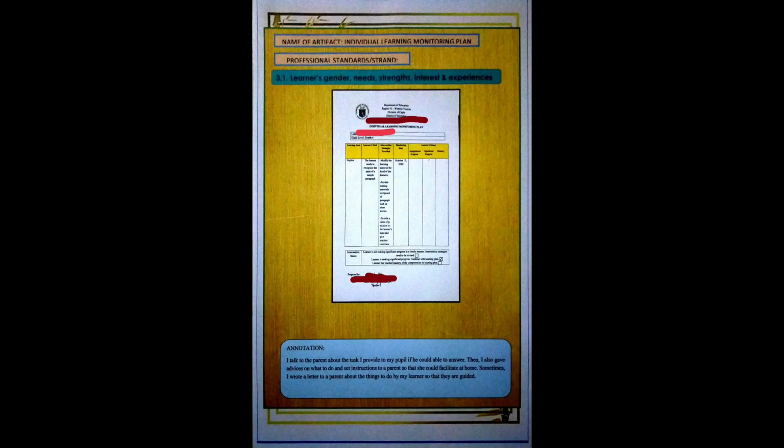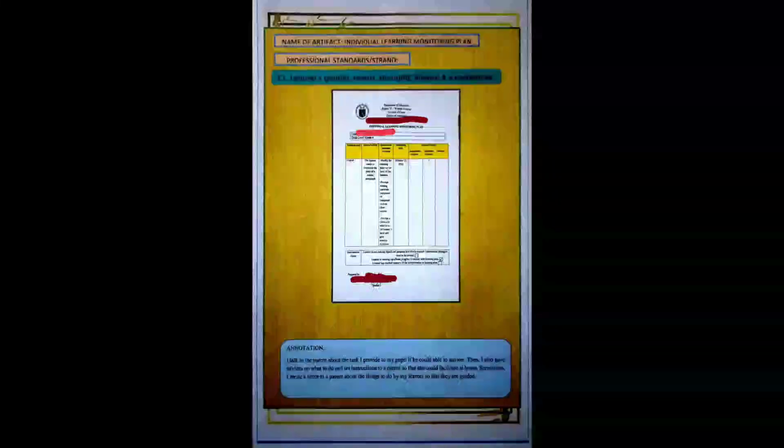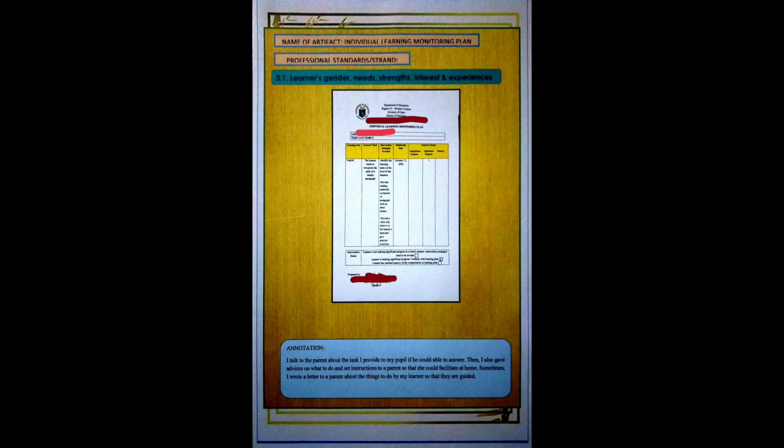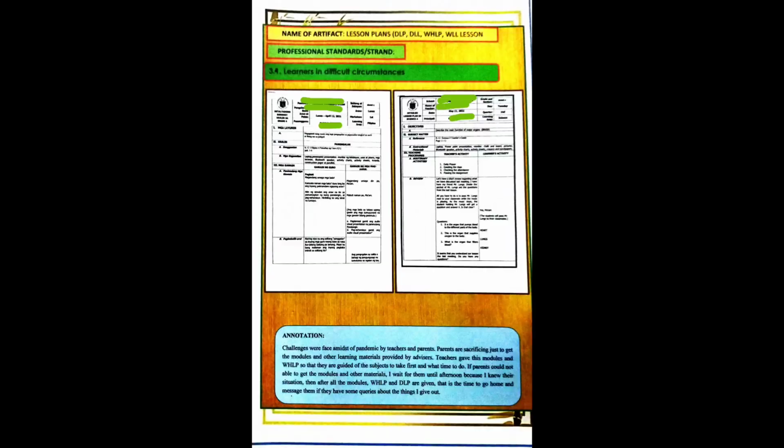And now let's have the name of the artifact, which is the individual learning monitoring plan. So the professional standard or strand is 3.1, learners' gender, needs, strengths, interests, and experiences. So here is the sample template and we have the annotation there. Well, actually, I made two individual learning monitoring plans. And it is not hard to do.